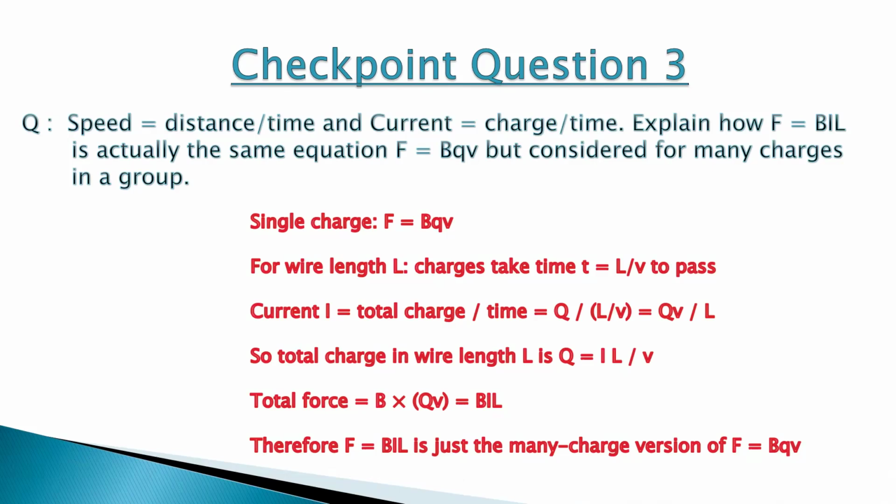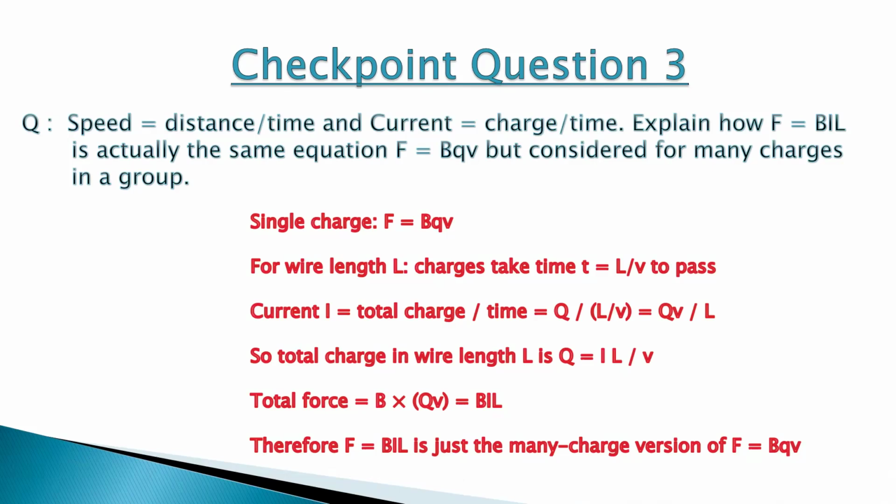This tells us the force on one moving charge. Now, think of a wire. Inside it are many charges moving together. If we take a piece of wire of length L, the charges inside it will take time t equals L over V to pass through. Current is charge per second, so I equals charge over time. That means the total charge in that length is Q equals I times t, which equals I times L over V.